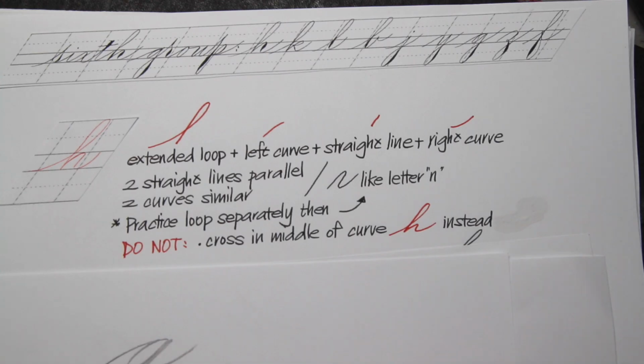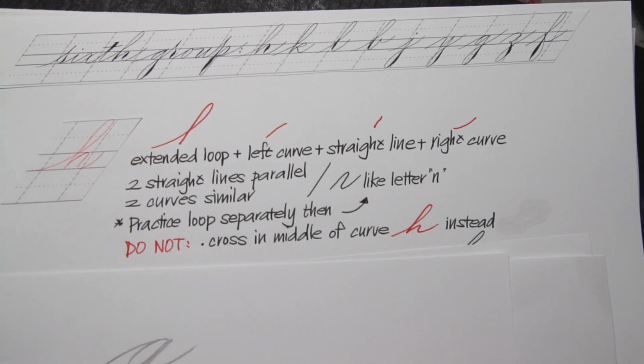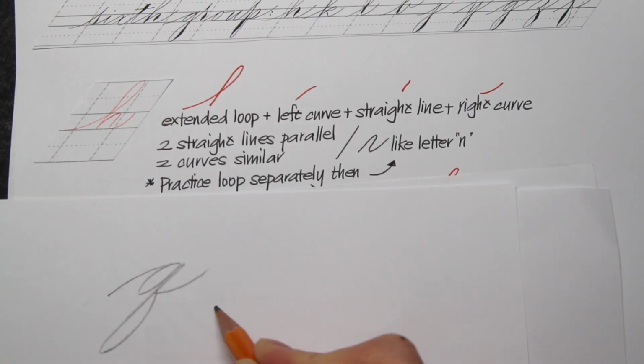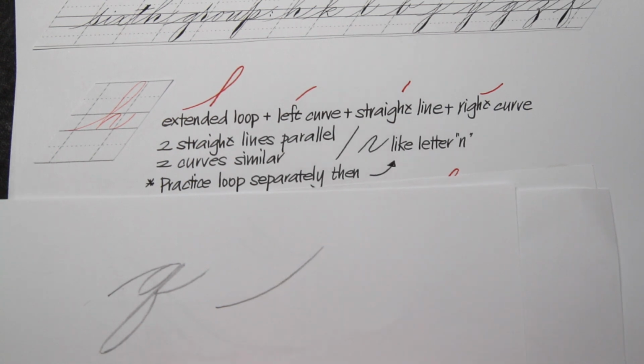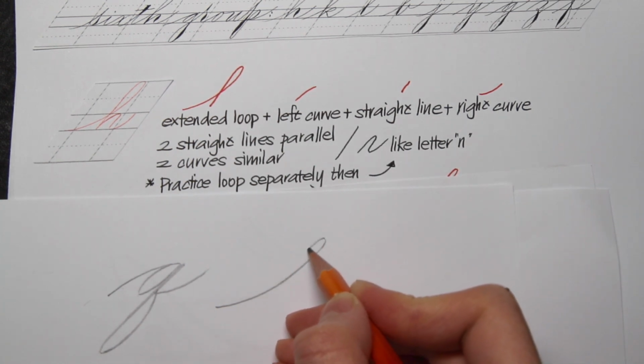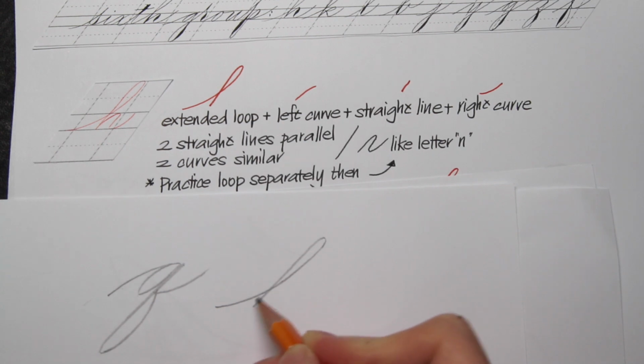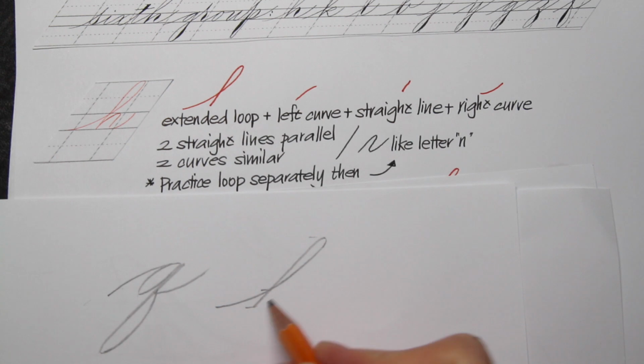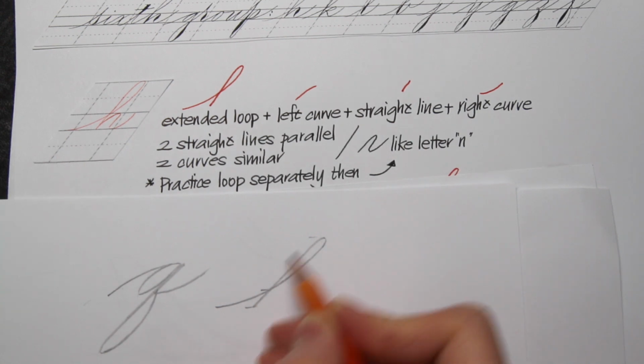The 6th group of letters consists of all the extended loop letters. So it is crucial before you practice these to have your extended loop down. In the principles handout, it's the 4th principle. So here's your extended loop. Right curve. Straight line on 52. This is 1 space. That's 2 spaces. And that's your extended loop.